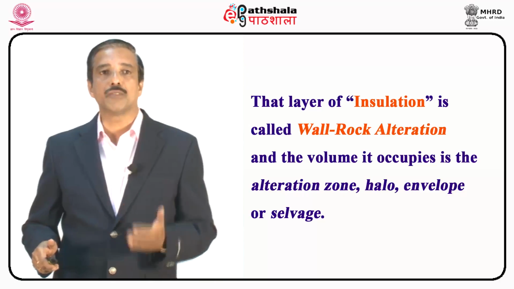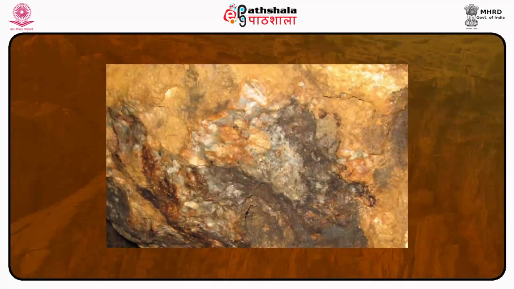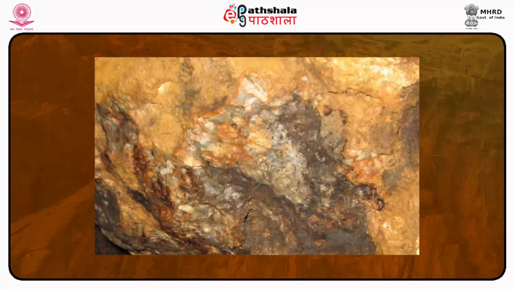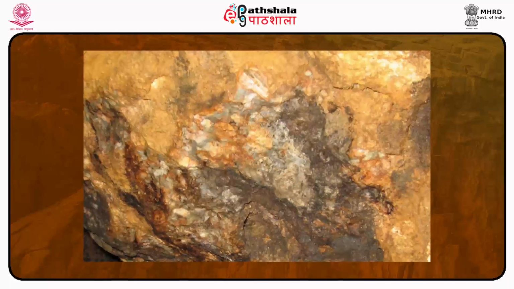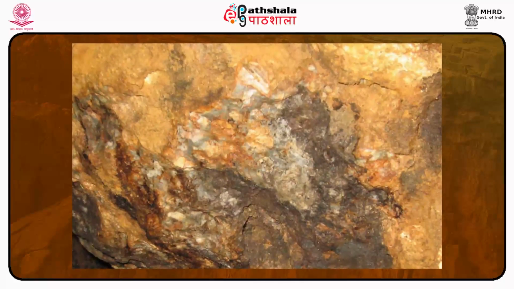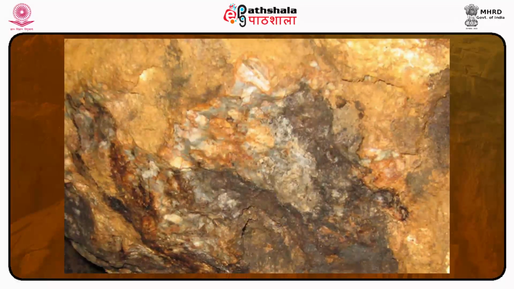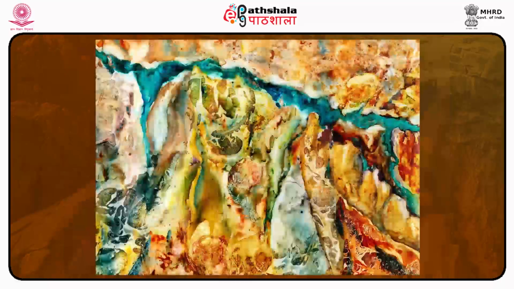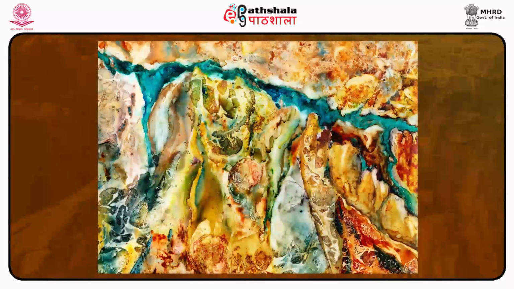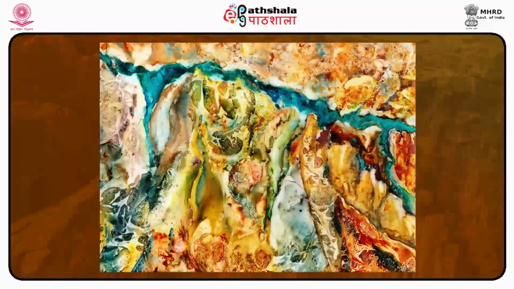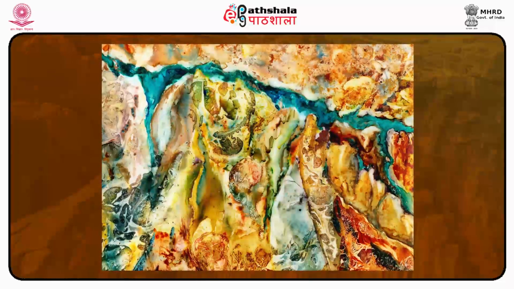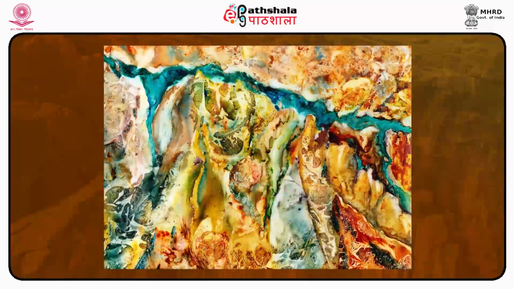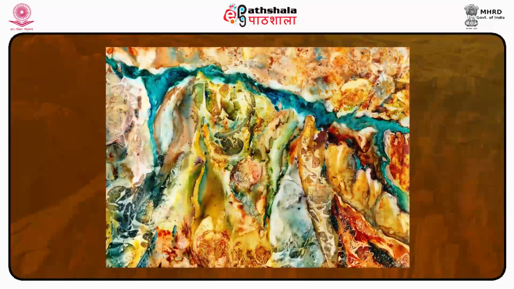That layer of insulation is called wall rock alteration, and the volume it occupies is the alteration zone, halo or envelope or selvage. Alteration effects may be visible for as little as a couple of grain widths beyond the vein wall, or they may extend for kilometers around a network of veins. Normally, the envelope around a vein of 1 or 2 meters in width is in the order of 10 to 20 meters, but many exceptions are noted.